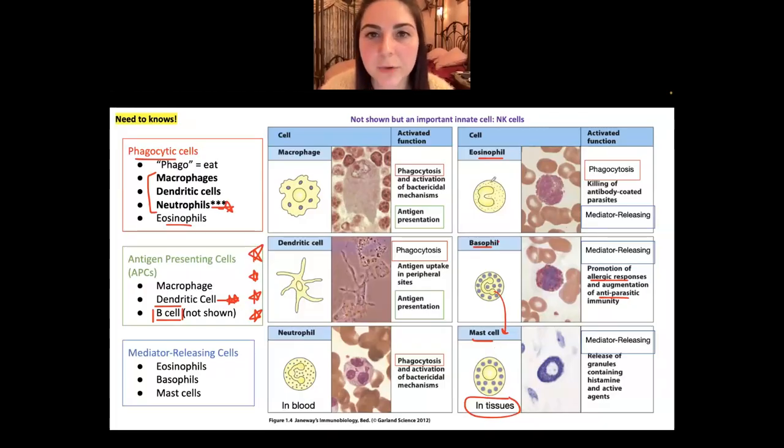And then something not shown here, NK cells. These are really important innate immune cells. I have a slide or two dedicated to them. They're kind of like the T cells of the innate immune system. It's not important to know what they look like, but we'll talk about them as well. Okay, but the phagocytic cells: macrophages, dendritic cells, neutrophils. APCs: macrophages, dendritic cells, B cells. And your mediator releasing cells: eosinophils, basophils, mast cells.